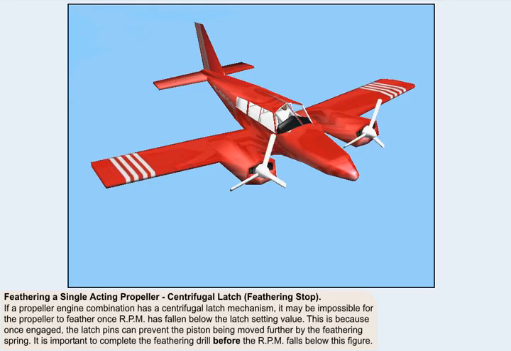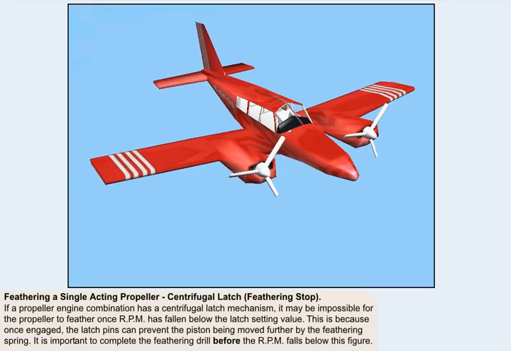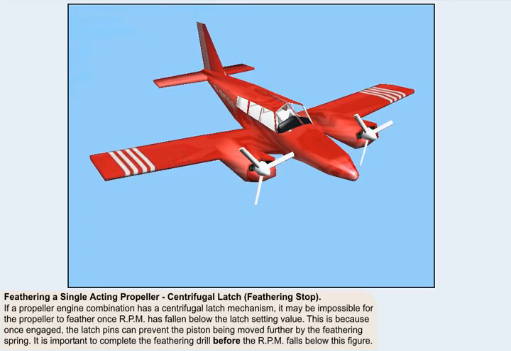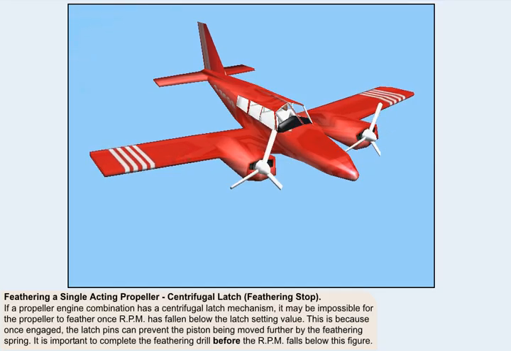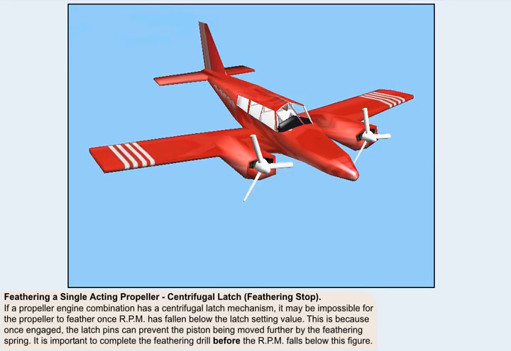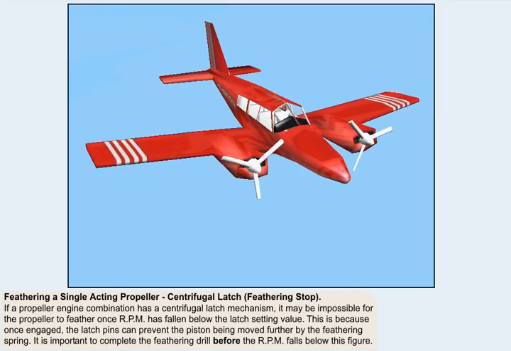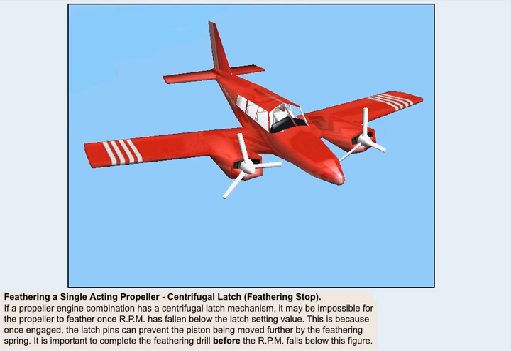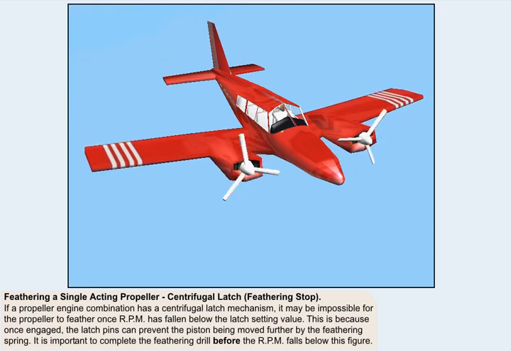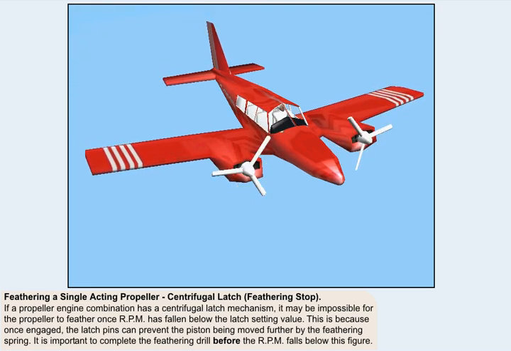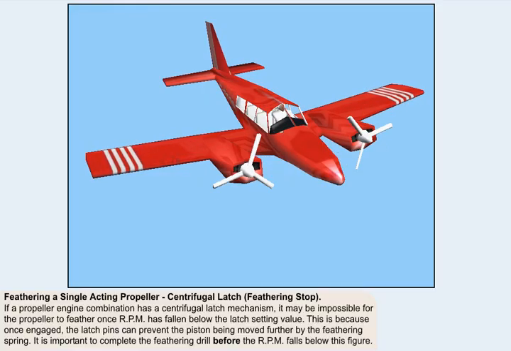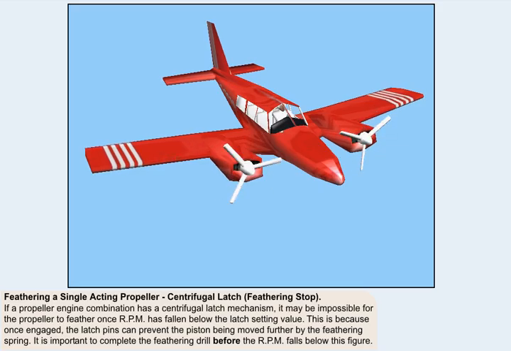Note that if a propeller engine combination does have a centrifugal latch mechanism fitted, it may become impossible to feather the propeller of that engine once its RPM has fallen below the latch setting value. This is because once they are engaged, the latch pins can prevent the piston being moved any further by the feathering spring. It is thus extremely important to complete the feathering drill before the RPM decays below this figure.